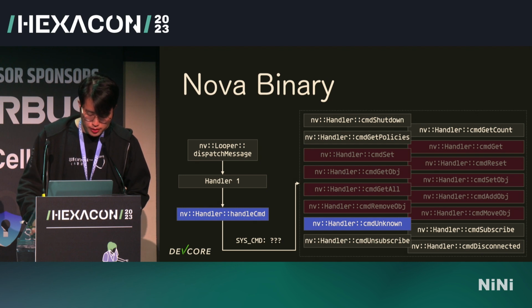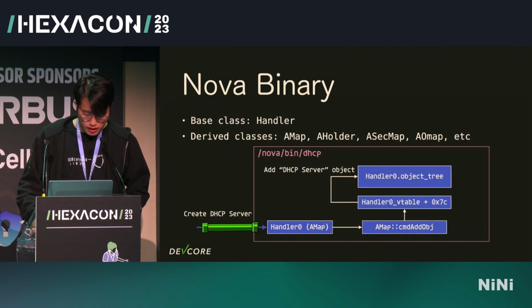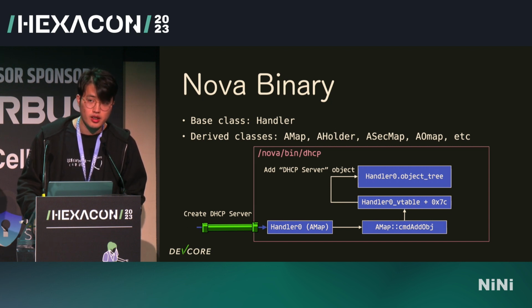Sometimes the developers override the handle CMD instead of the CMD unknown. There's no why. They just roll it like that. So you have to check two places. And you may have already read some of these in past research. But most of the time, the Nova binary uses a derived class rather than the base handle class. The derived class can store a collection of objects of a specific type, just like the STL containers of C++.